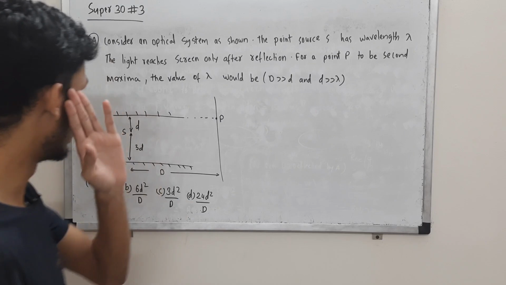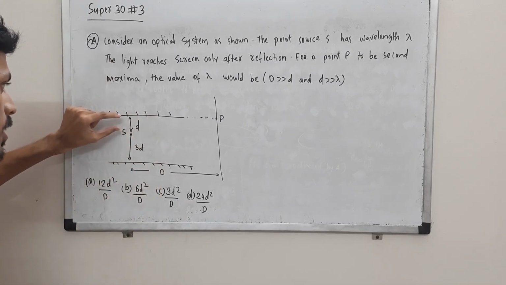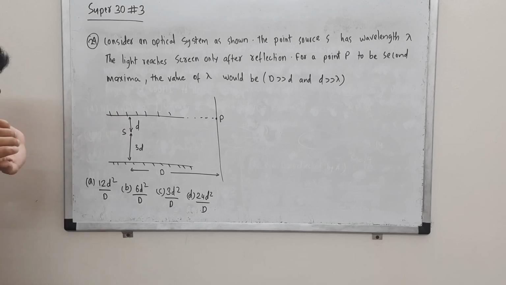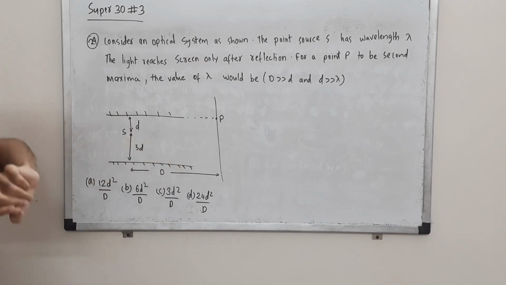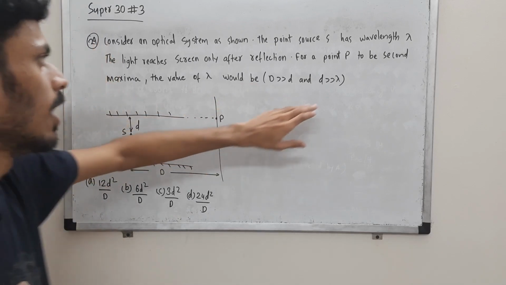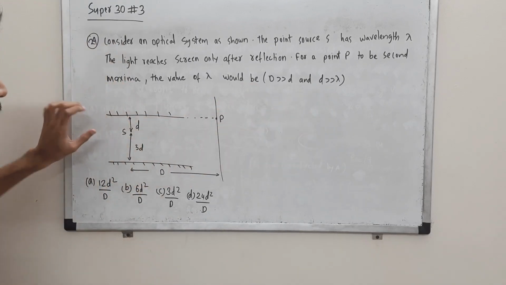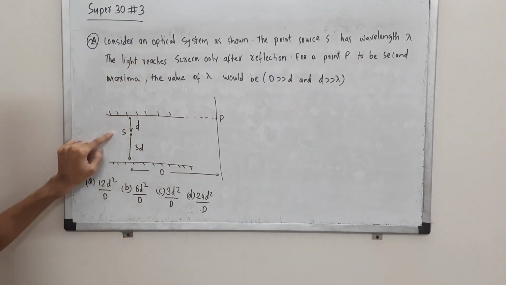Here we have a point source S, which is placed between two mirrors at a distance d from the top one and at a distance of 3d from the bottom one. The distance from the screen, this is the screen, is capital D. You are told that D is very much greater than small d, and d is greater than lambda. Lambda is the wavelength which this source is emitting.